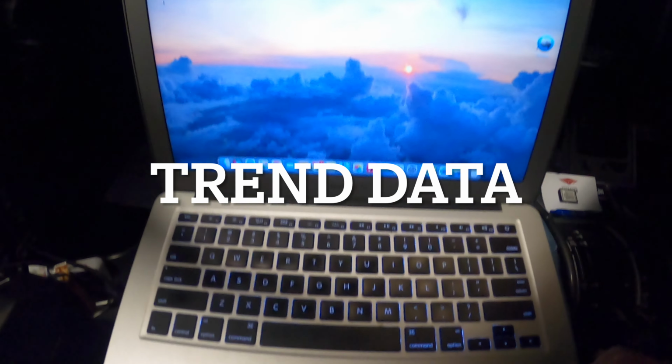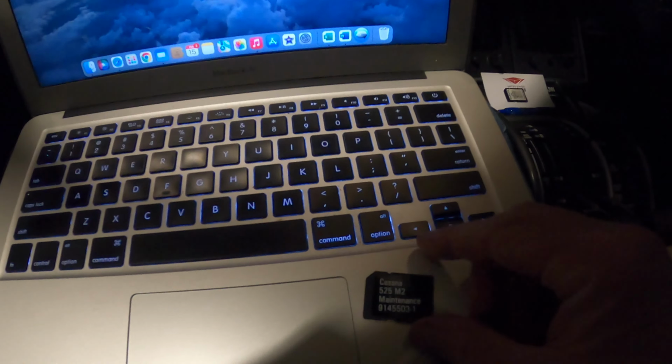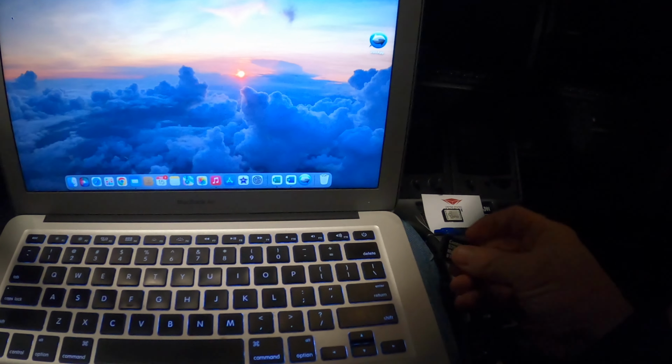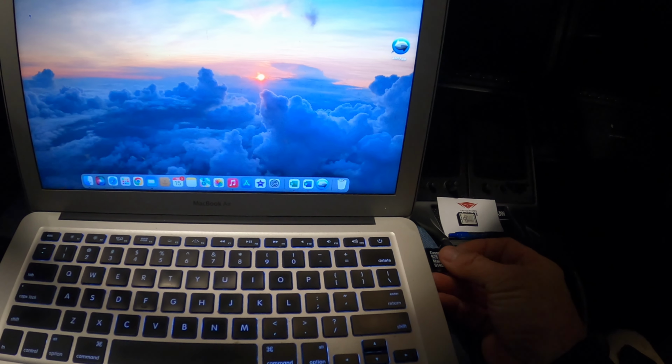All right, here's what we're going to do. I'm going to show you. I'm on my laptop. Here's the Cessna maintenance card. It comes out of the top slot of the MFD.